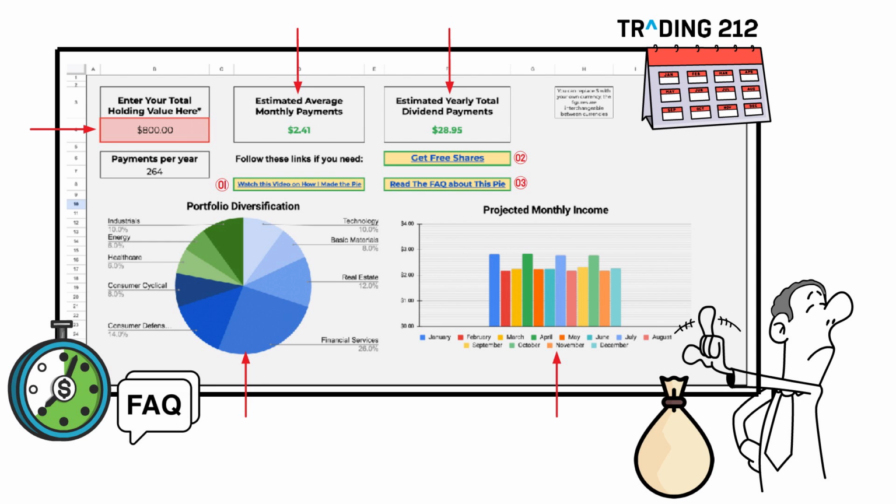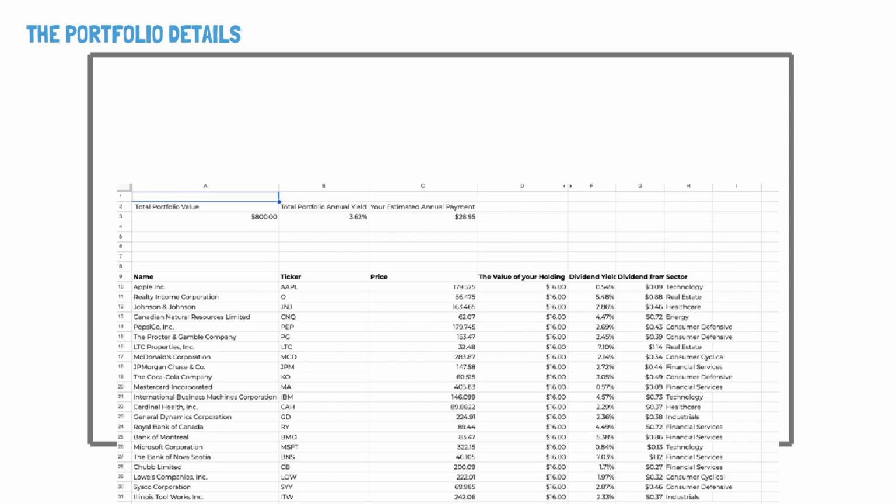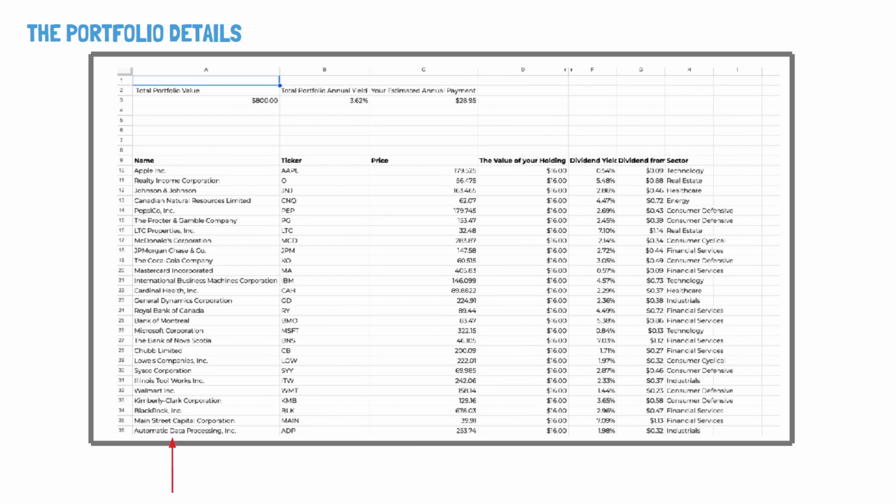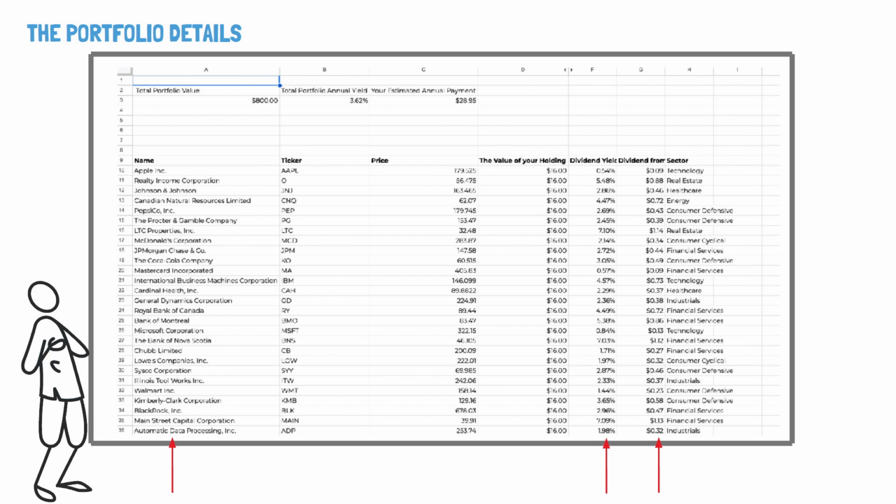This is the main part you'll need really, but let's look at the other tabs just in case you're curious. The next tab is the portfolio details. This tab shows you all the holdings of the pie, their current stock price, how much of your holding is attributed to that stock if it is balanced, the dividend yield of that stock, and it also tells you how much of a dividend you'll get from that particular stock over the course of a year.